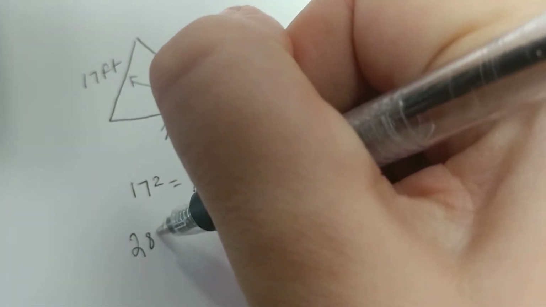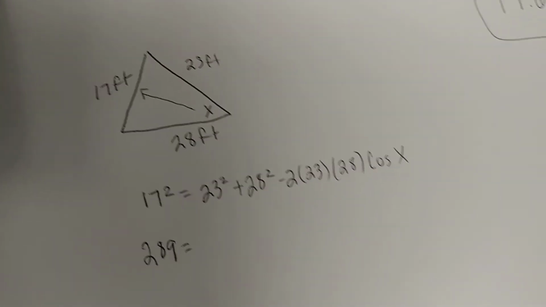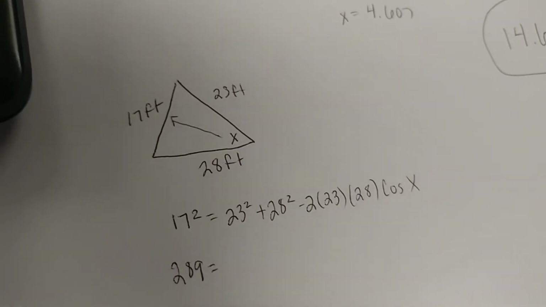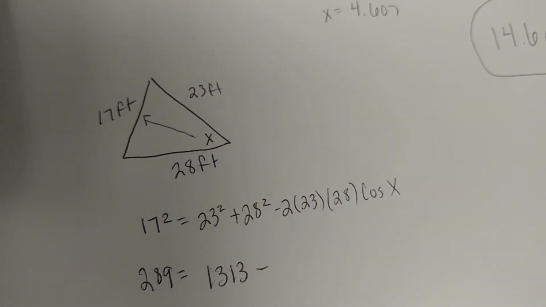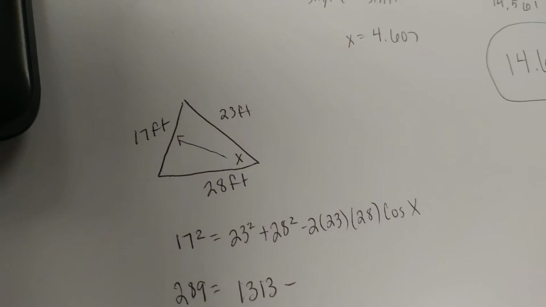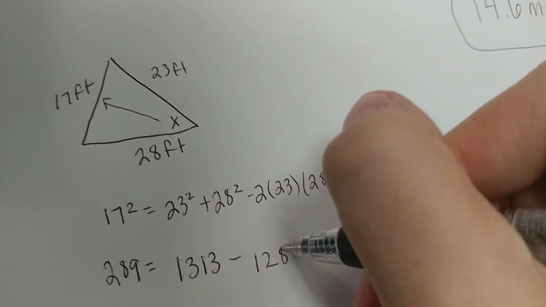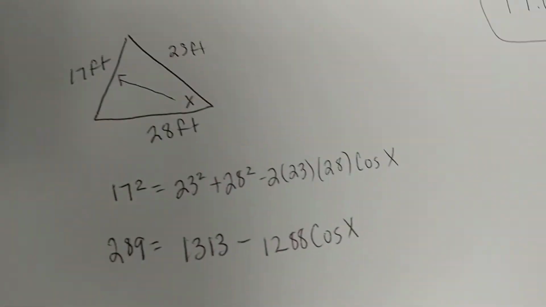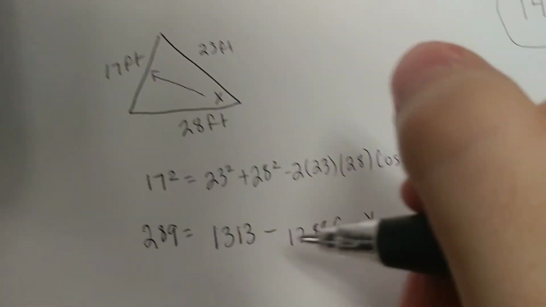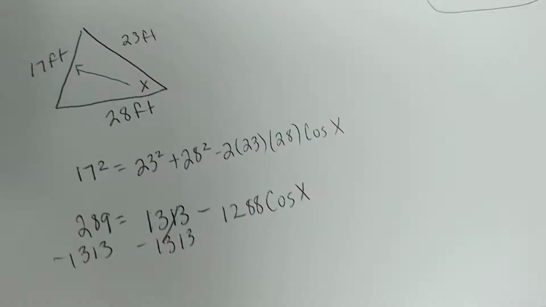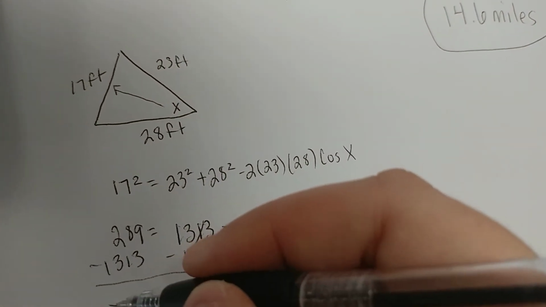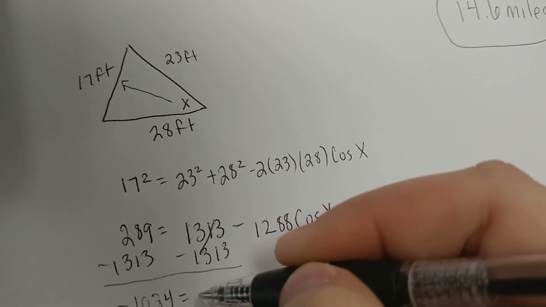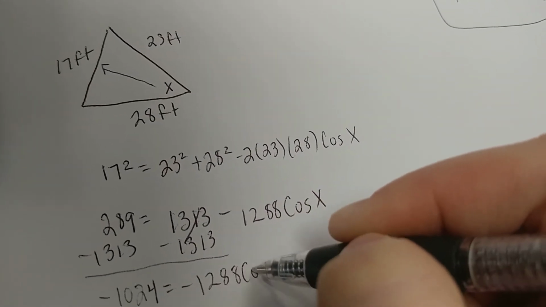We can square 17. That gives us 289. You can also square 23 and add it to 28 squared. When you do, you get 1313. You can also multiply 2 times 23 times 28, which is 1288 cosine x. Okay, we did the math that we could. Next step says you're going to subtract that first number, meaning it will be subtracted on both sides. That gets us 289 minus 1313. That is negative 1024 equals negative 1288 cosine x.